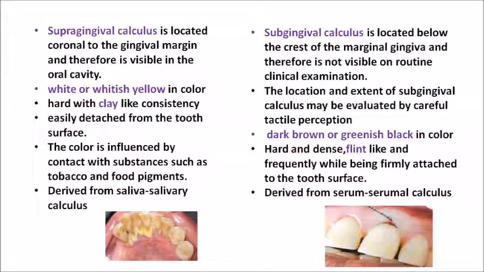About subgingival calculus, it is evaluated by tactile perception. It is not visible on clinical examination, and its color is dark brown or greenish black. About consistency, it is hard, dense and flint-like. Supragingival was clay-like; this is flint-like. Flint is a hard stone composed of silica or quartz, so it is very hard. It is firmly attached and difficult to remove when compared to supragingival calculus. This is derived from cementum, also known as cemental calculus.